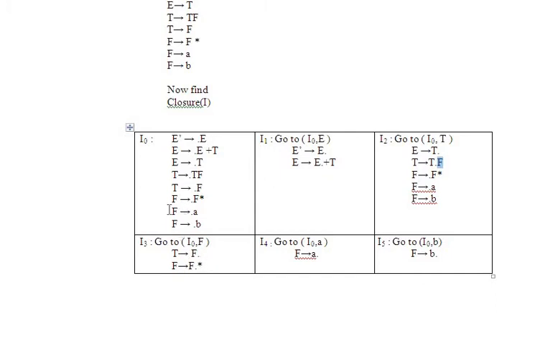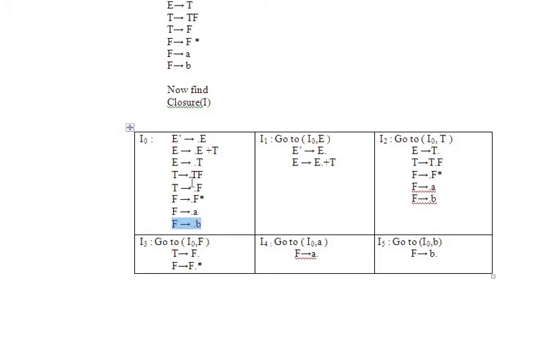Next move from I0 to A. So F gives A dot. In the other productions of I0, there is no other non-terminal A except this one. Next move I0 to B. So F gives B dot. So all these productions are used.